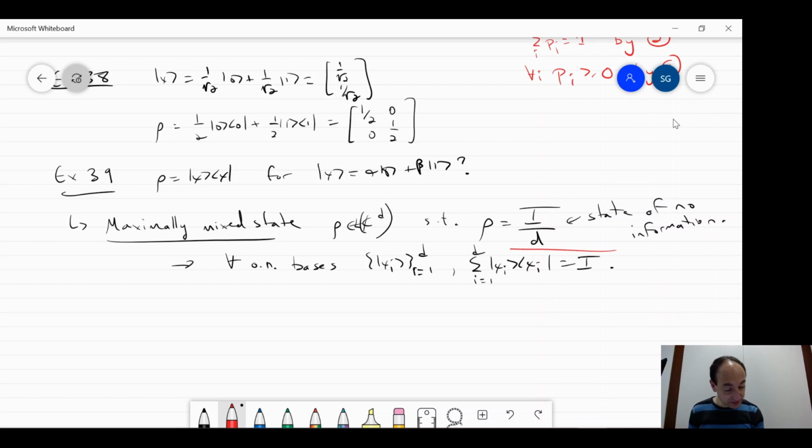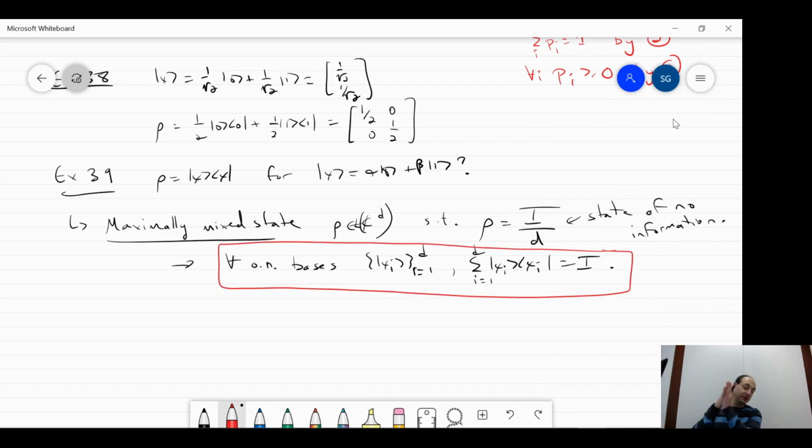So this is a very nice identity, by the way. You should always keep in mind that when you sum up the projectors onto any set of orthonormal vectors, you'll always get the identity. Okay.